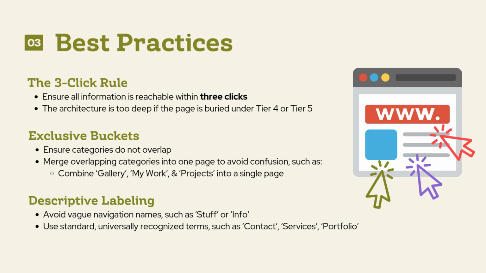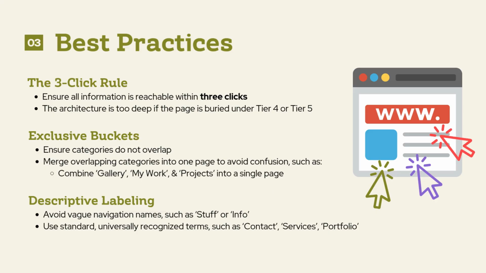Next, organizing your pages using exclusive buckets. This simply means ensuring your main navigation categories do not overlap. If you have multiple pages that essentially share the same purpose, it confuses your audience. For example, instead of having separate menu items for Gallery, My Work, and Projects, you should merge those overlapping categories into a single cohesive page. Finally, descriptive labeling.